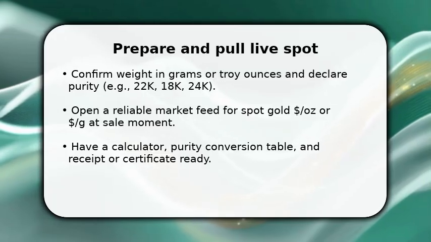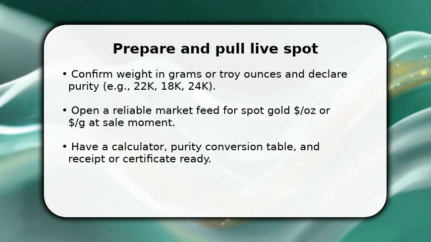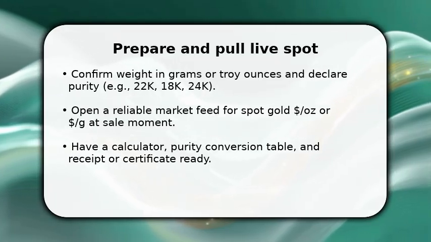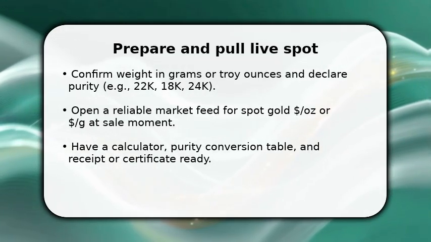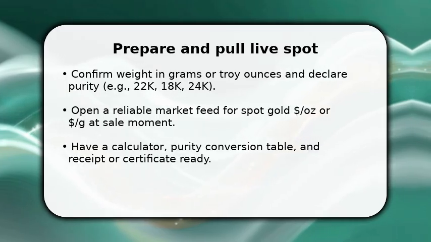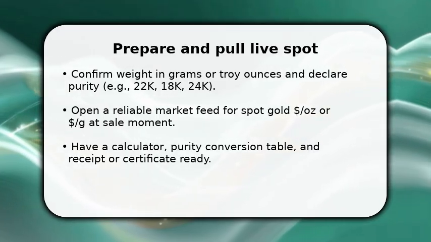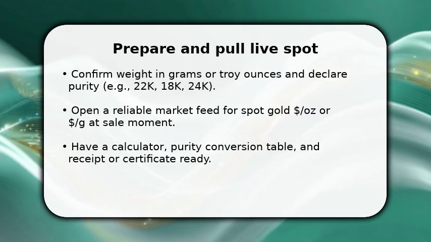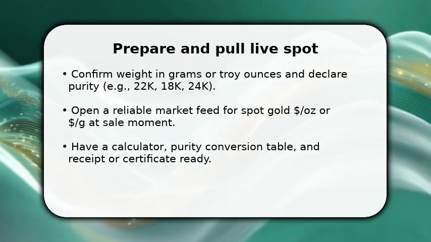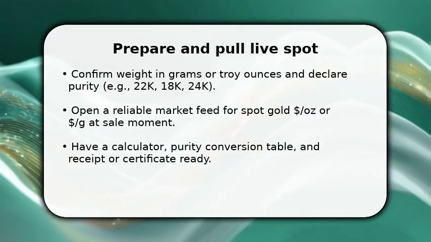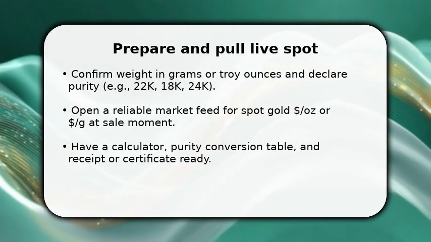You start by verifying the physical facts. You need the exact weight and the declared purity. Once you have those, pull the live international spot price in dollar per troy ounce or dollar per gram. Timing matters because spot moves continuously. Make sure to convert units immediately if the feed is in ounces and your item is in grams.